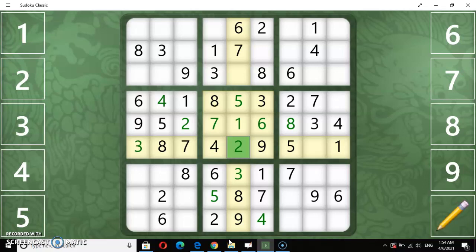Now you can see here just one number is missed. 1, 2, 3, 4, 5, 6 is not here, so we can write 6. And only one cell in this block. 1, 2, 3, 4, 5, 6, 7, 8, 9. 9 is done. So this complete cell is over.